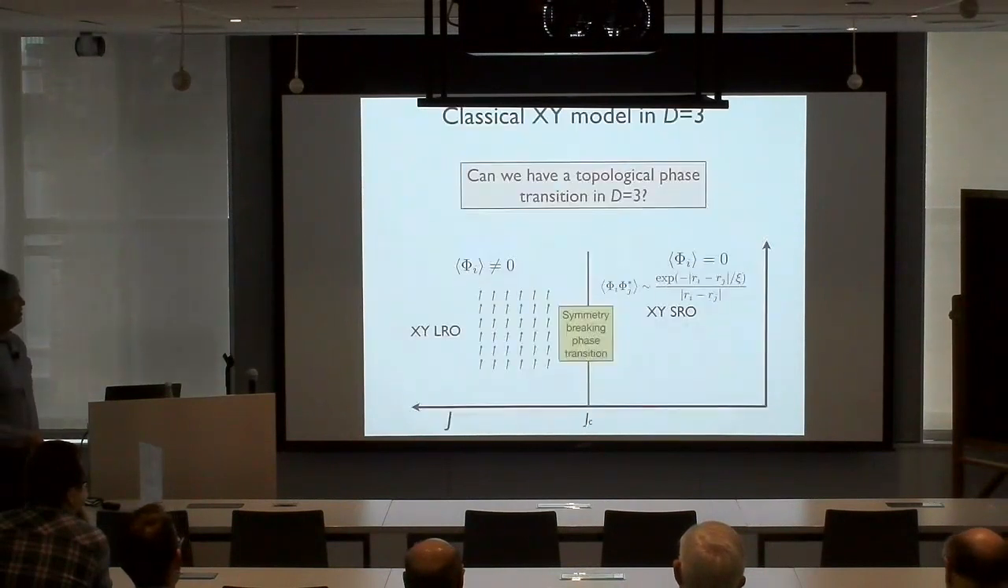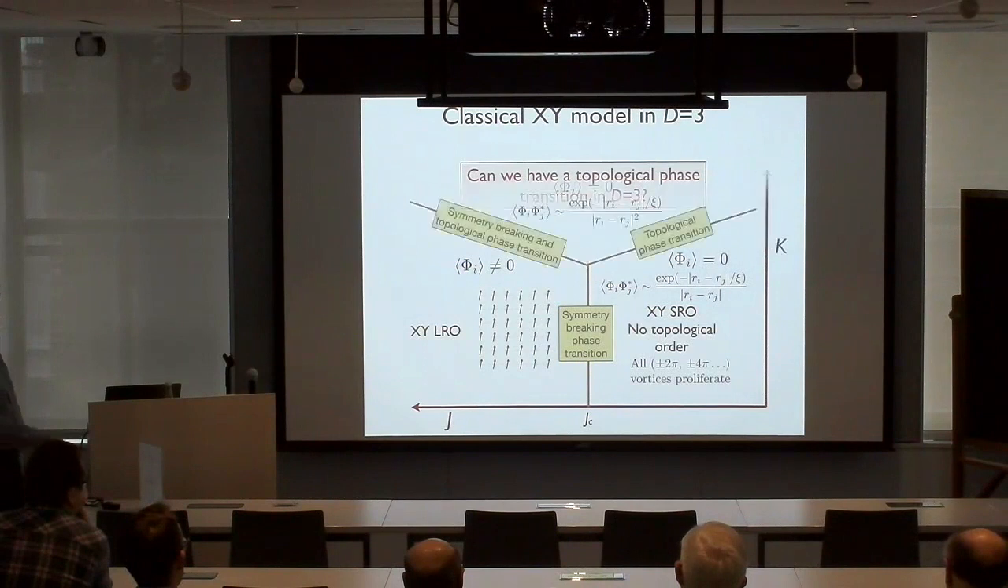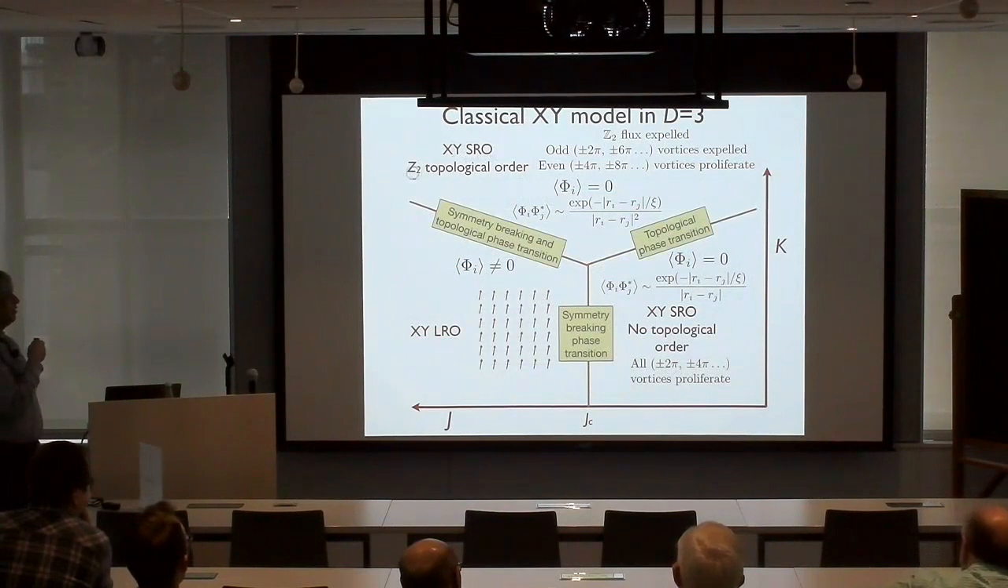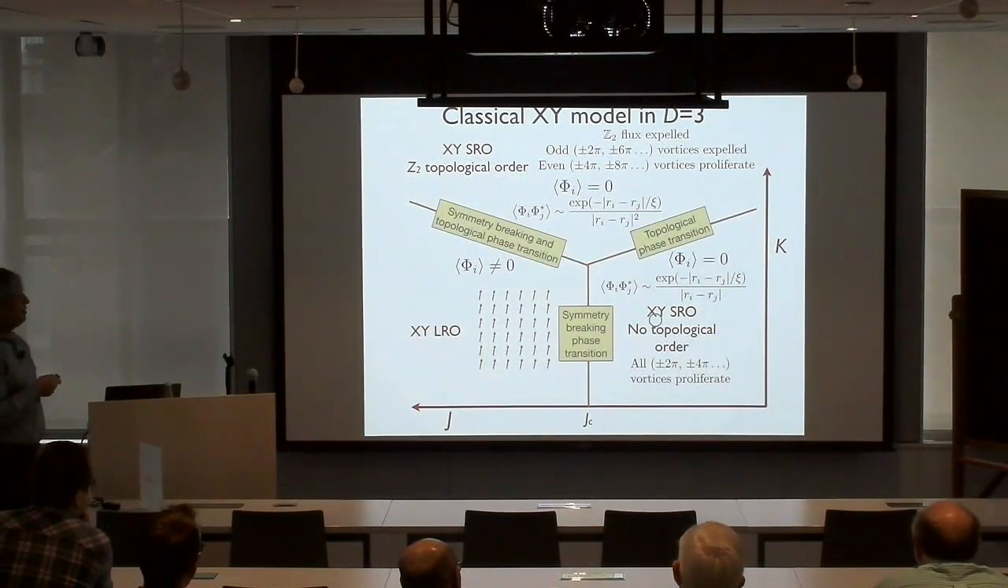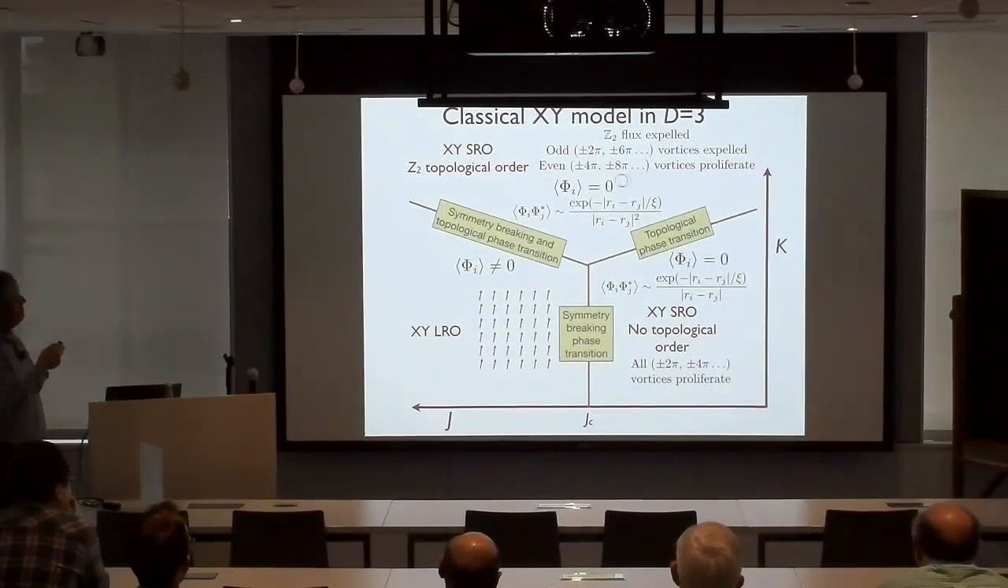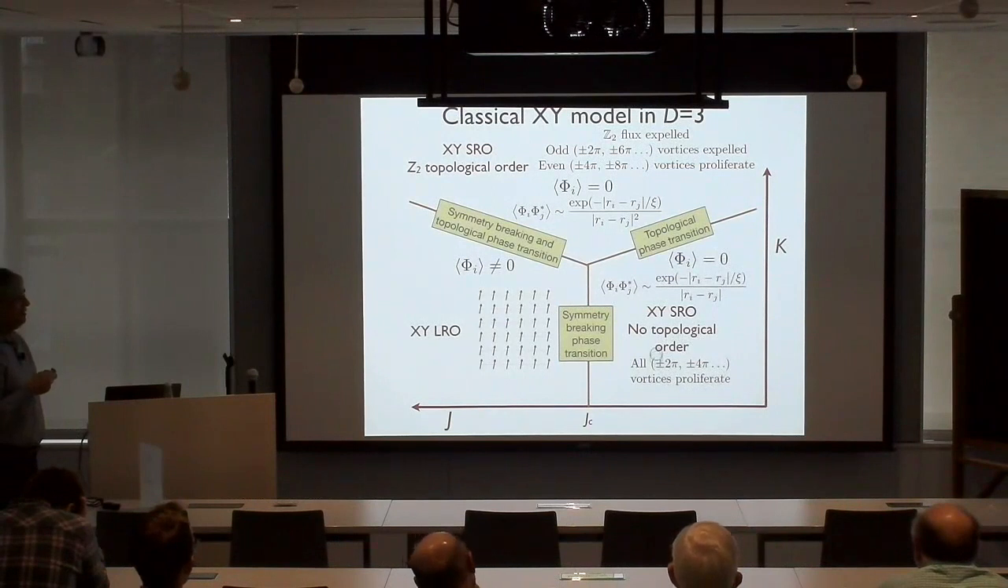So that's the idea. I go back to this model, and then I just turn up my coupling K, and I'm going to get a new phase where I have short-range order and the xy order parameter decays exponentially, as I did here. But in this phase, there'll be lots of vortex loops, but these vortices will be even vortices with winding of 4 pi, 8 pi, and so on, but not the odd vortices. The simple way to say this is that there's a certain Z2 flux variable that's expelled. Whereas in this case, the usual Wilson-Fisher disordered phase has all kinds of vortex loops.